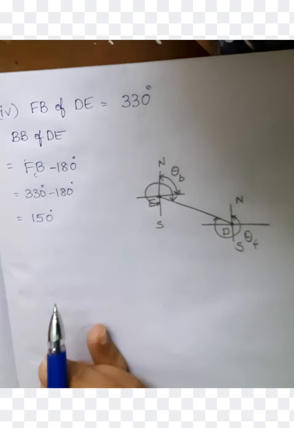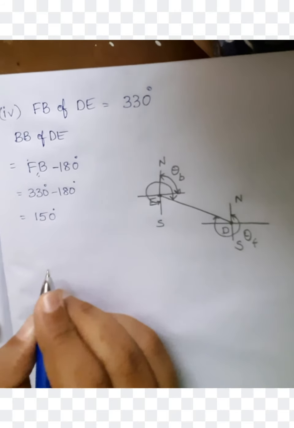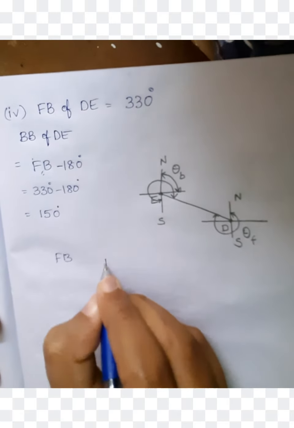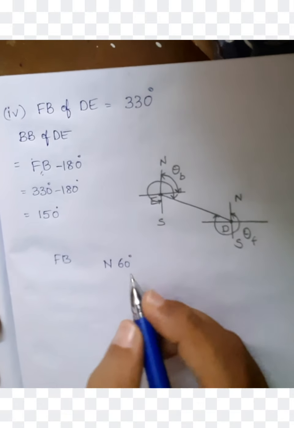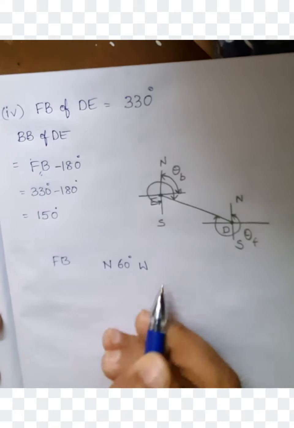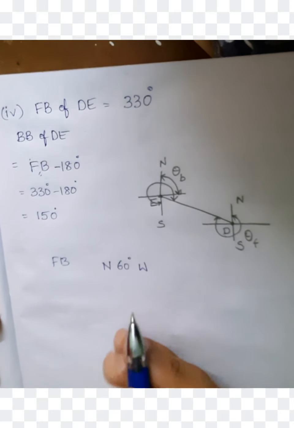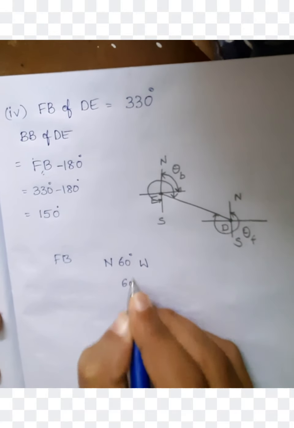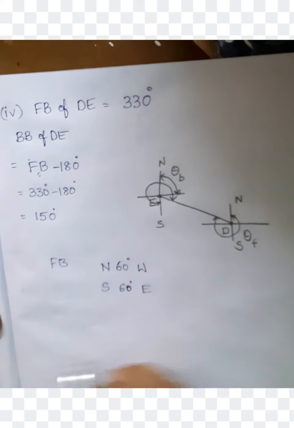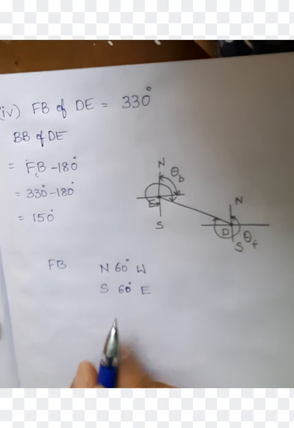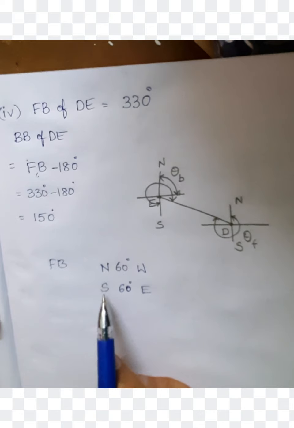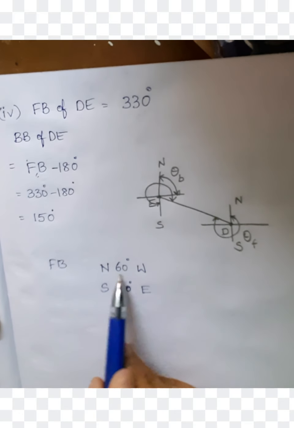In these numericals we have considered whole circle bearing angles, but suppose you are given the fore bearing in the form of quadrantal bearing, like north 60 degrees west. What will be the back bearing? The angle remains the same. You have to change north to south and west to east. So the back bearing calculation for quadrantal bearing is very easy. We just have to change north to south and west to east, and vice versa, south to north and east to west. The angle remains the same.